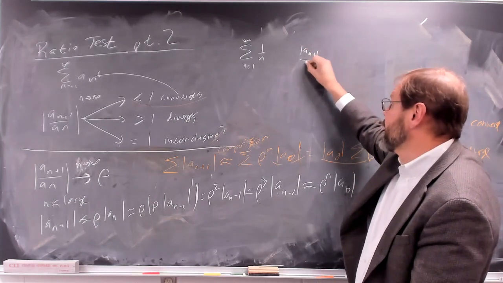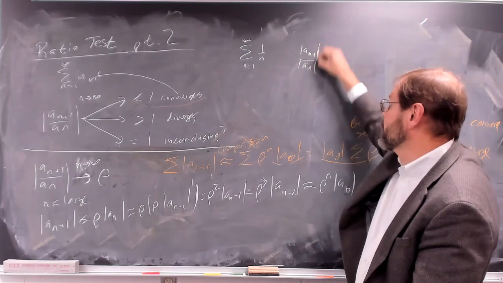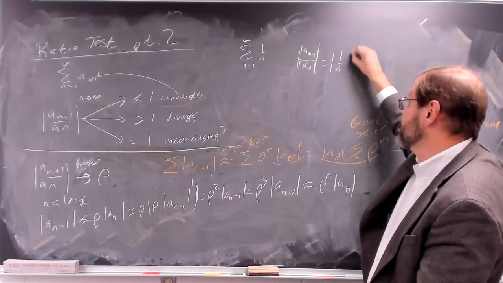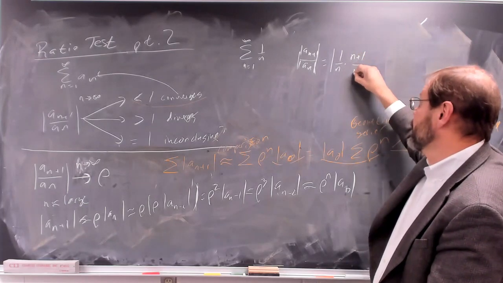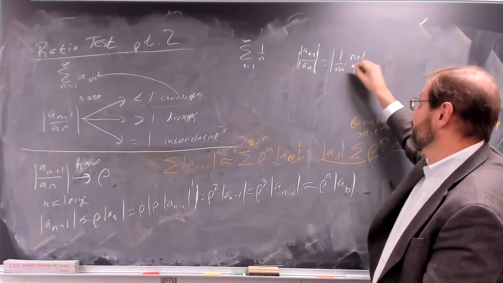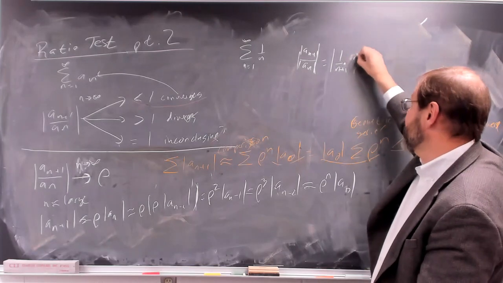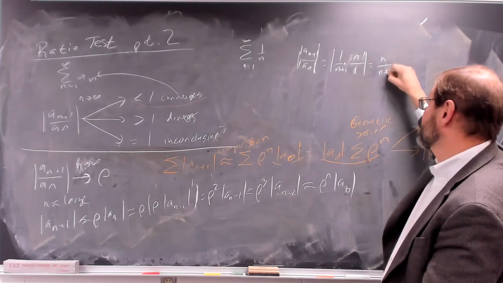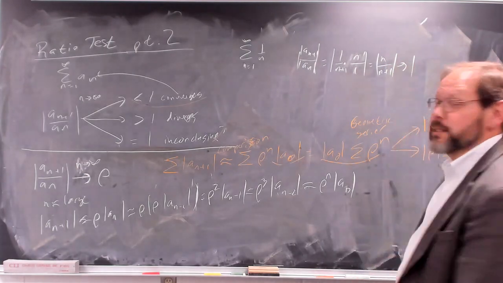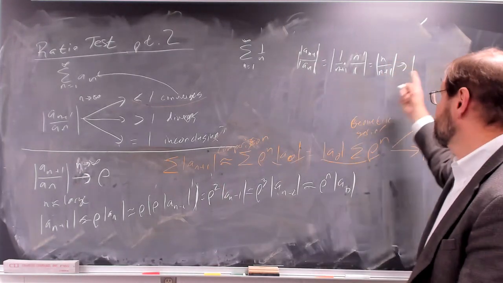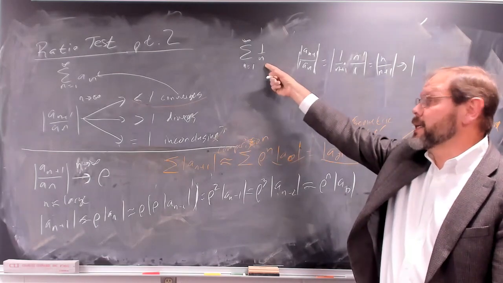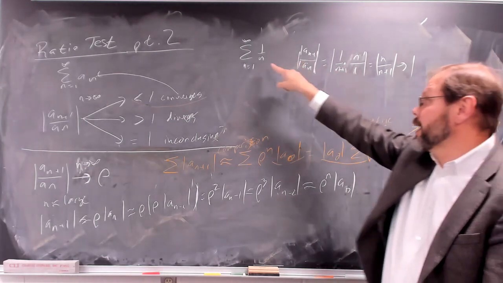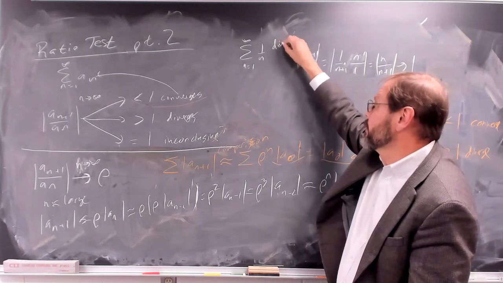But my a sub n plus 1 over a sub n, okay, would look like a 1 over n plus 1 times n over 1, which would look like n over n plus 1, which converges to 1. So there's a case where it converges to 1, and this diverges, right? So where the limit's 1, in this case, it diverges.